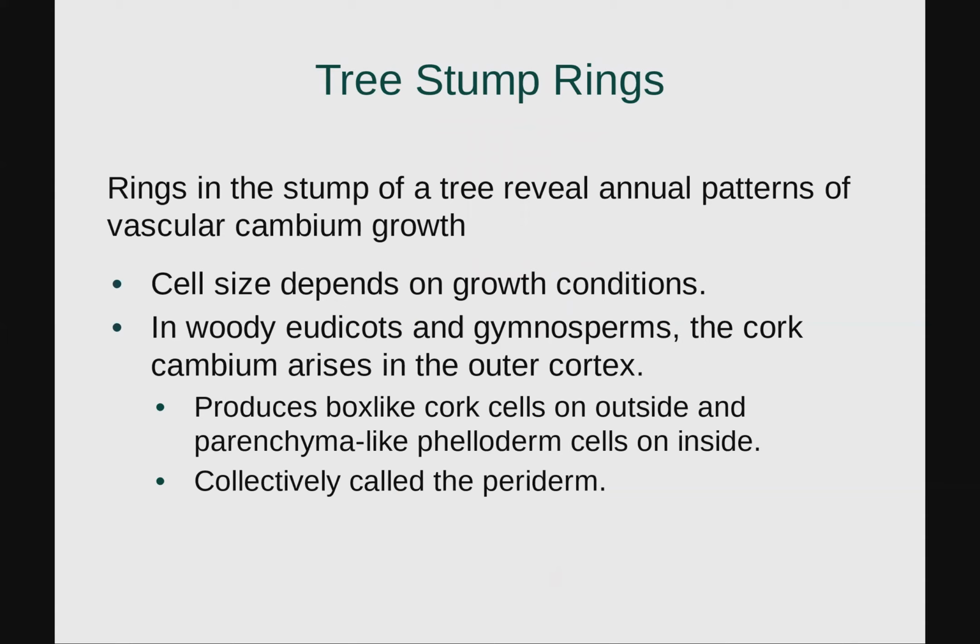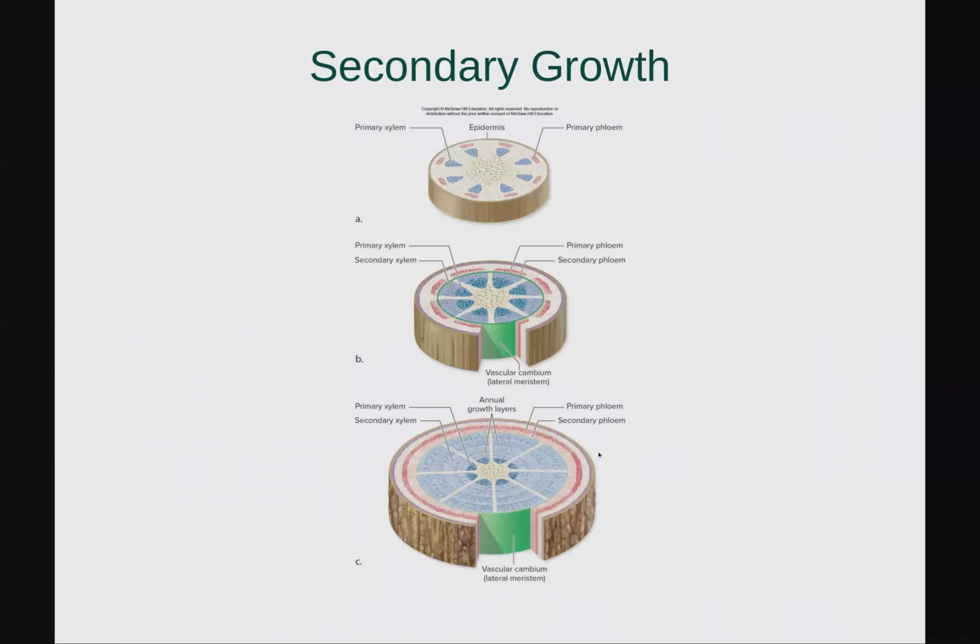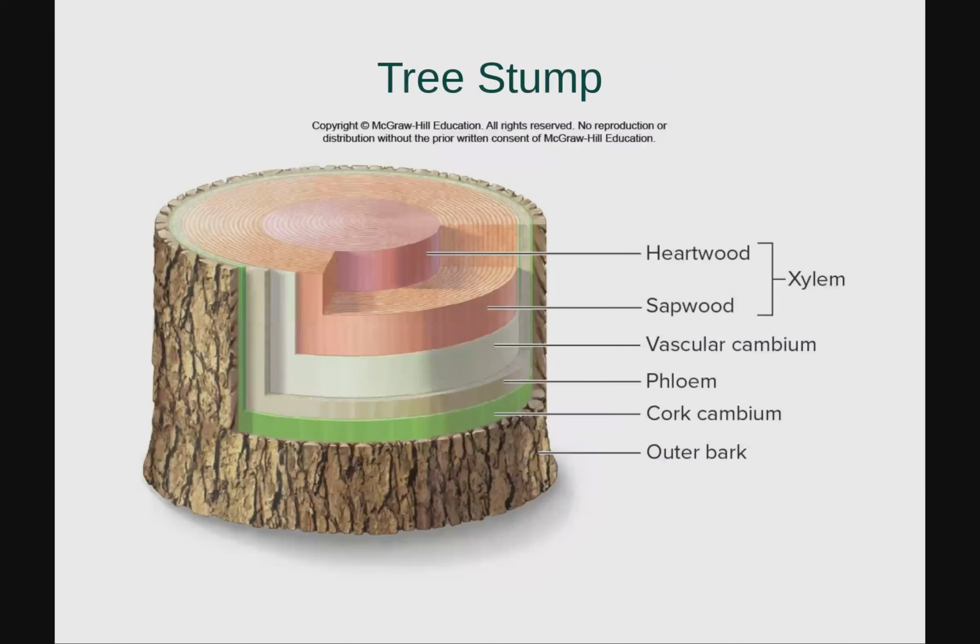And you guys have probably heard of tree stump rings at some point in your life, but these are the rings in the stump of a tree which reveal the annual patterns of vascular cambium growth. The size of the tree rings depends on growth conditions. And that's how we get our tree stump rings, again, from just the production of more and more vascular cambium, giving rise to these, I'm sorry, these stumps. And we can physically see what's going on.